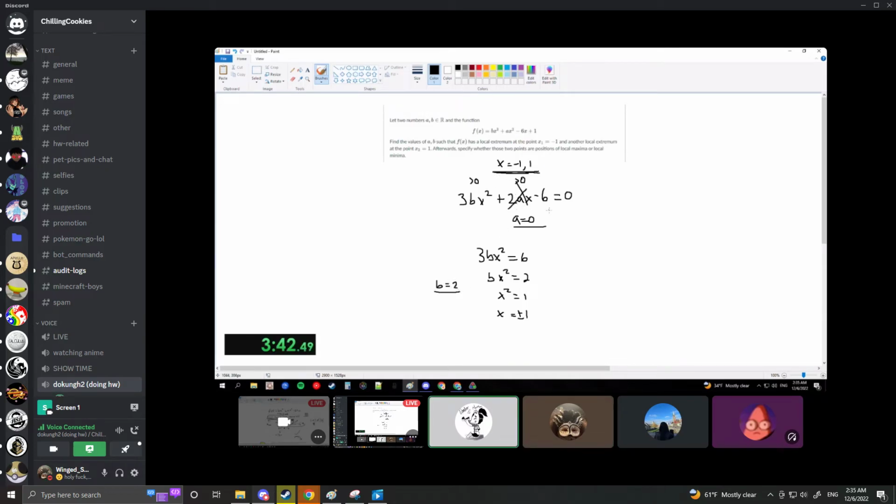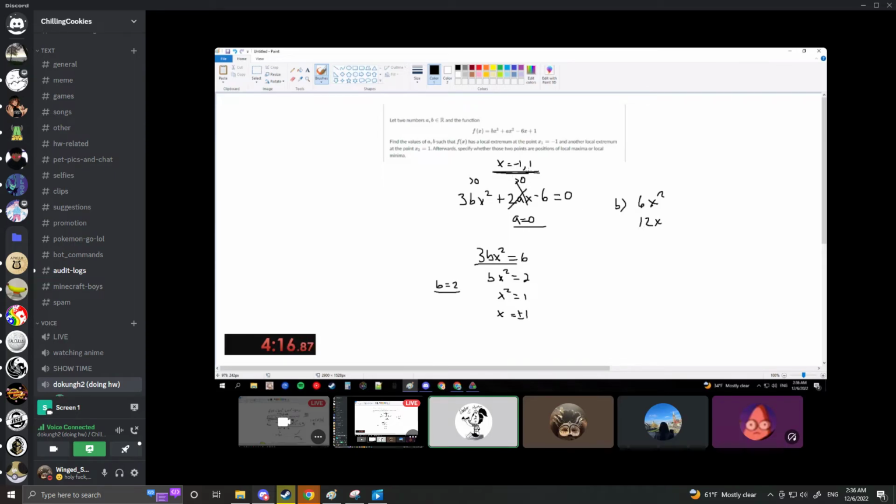And then if we go to part b, specify whether the points are local maxima or local minima. That's done by taking the derivative again to determine the concavity. So take the derivative again of this. The -6 is going to go away. So 3 times 2 is 6x squared. 6x squared, the derivative is 12x.